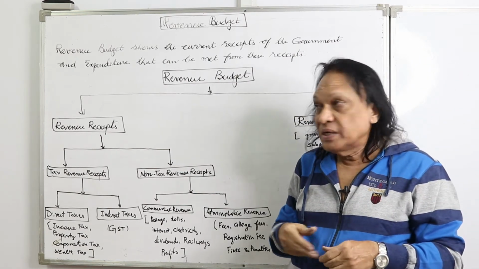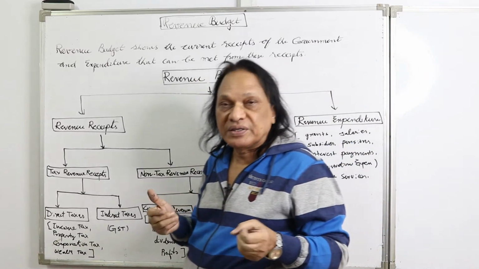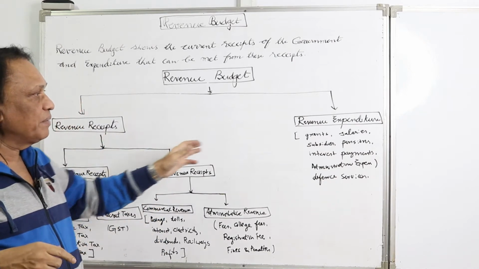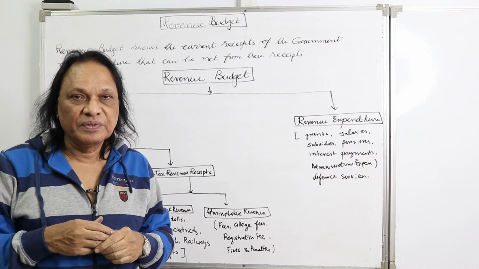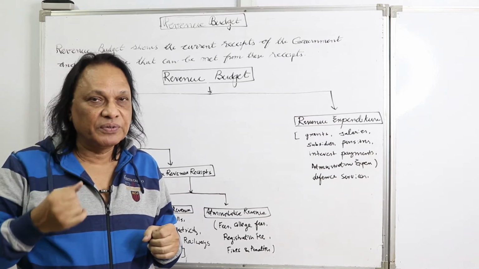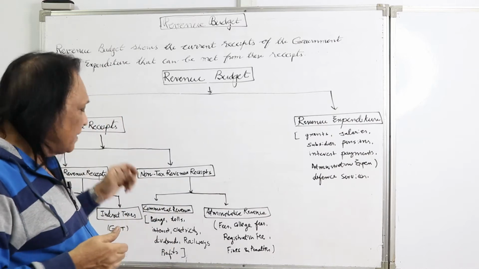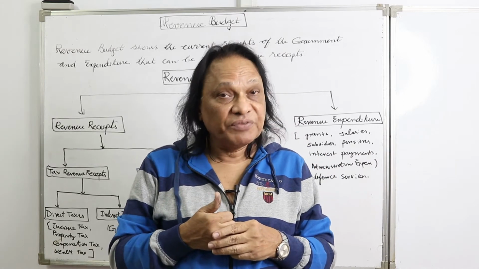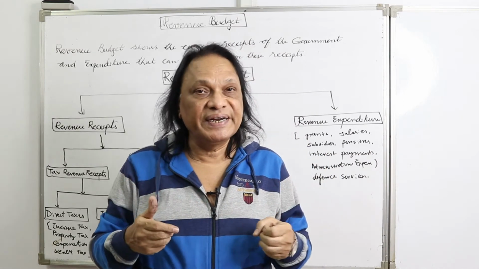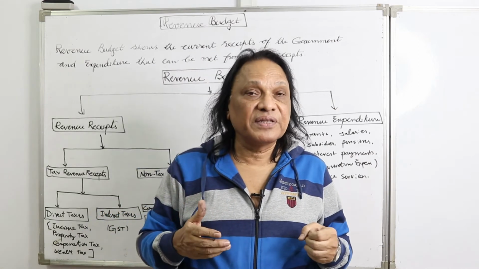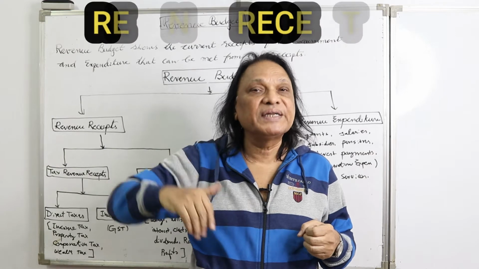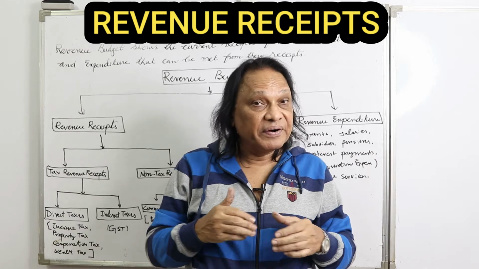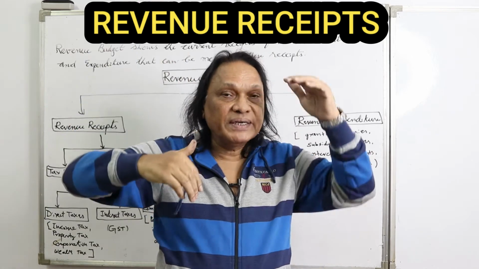Now let's go further. Revenue budget is divided into 2 parts again. Number 1 is revenue receipts and number 2 is revenue expenditure. What exactly is revenue receipts? Revenue receipts neither increase the liabilities of the government nor decrease its assets. I repeat, revenue receipts neither increase the liabilities of the government nor decrease its assets.